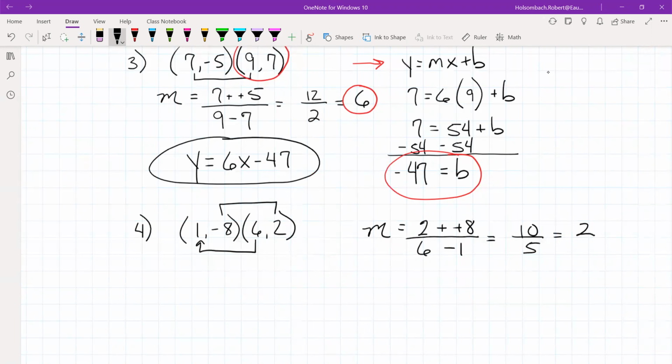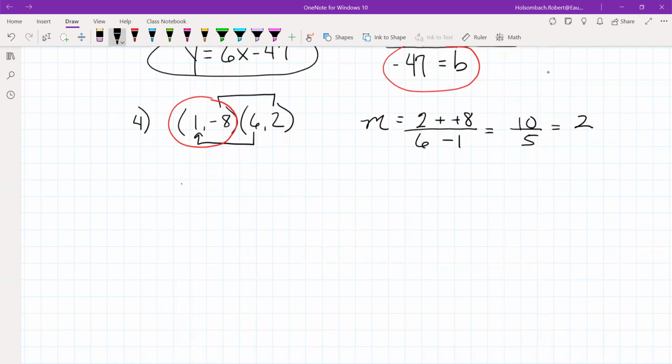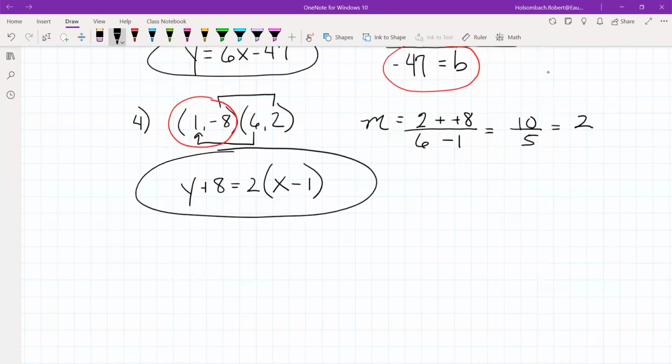Now, if you glance through those answer choices, they used the 8 and the 1. They didn't use the 6 and the 2. So we're going to use the 8 and the 1, or the 1 and the -8. So in point-slope form, we go y, and then the opposite of our y value, so y plus 8, equals the slope, which is 2, times x, and the opposite of our x value, which is -1. So there's our equation in point-slope form.